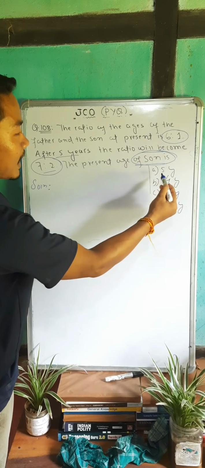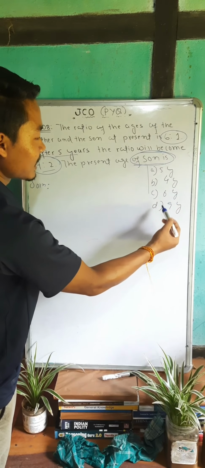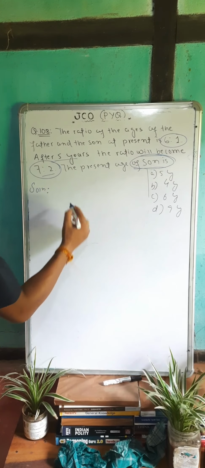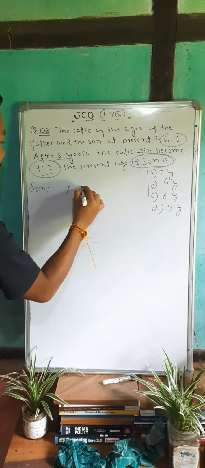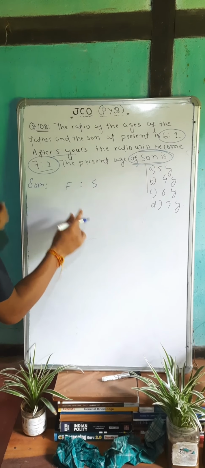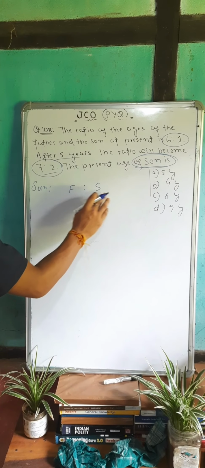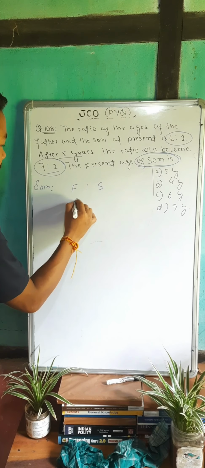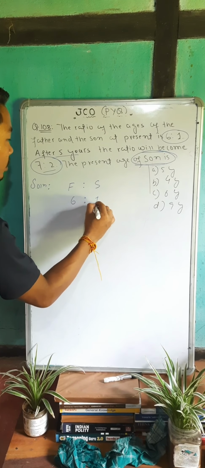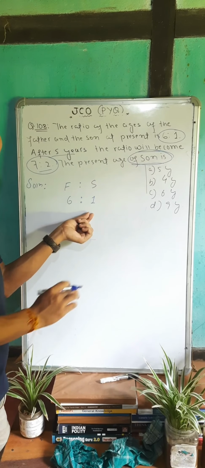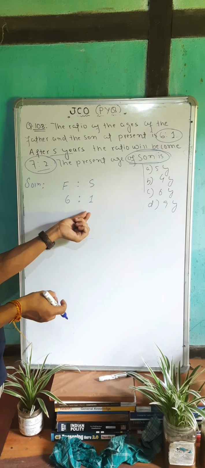Given in the option is 5 years, 4 years, 6 years and 9 years. So how will we solve this in an easy method? Father is to son: this is father's present age and son's present age. Father and son's present ages are given in the ratio 6:1. Now we need to find the present age of son.